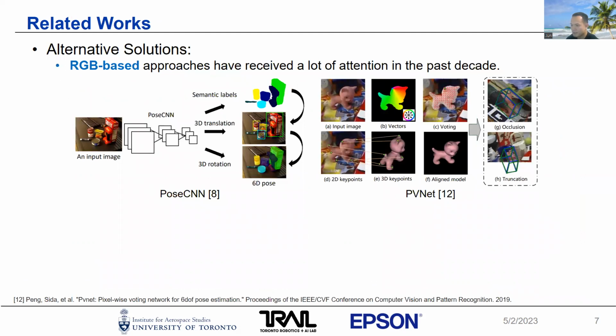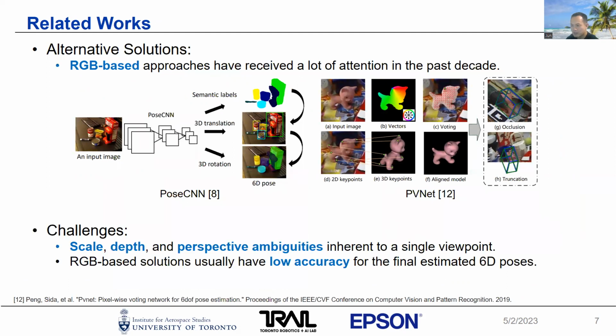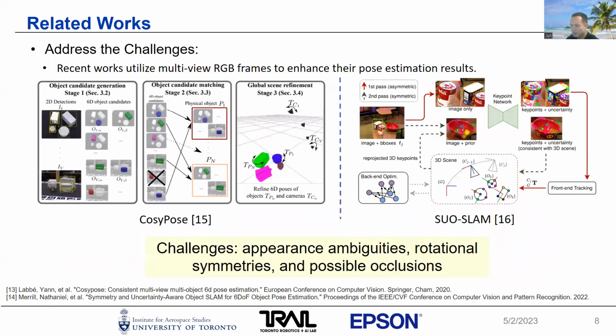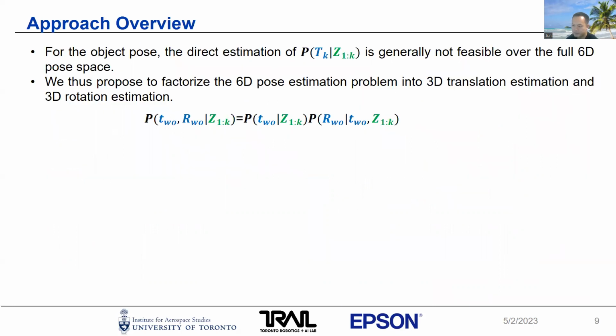Therefore, in the past decade, RGB-based approaches have been considered as an alternative solution. But the problem for this approach is that the measurement is only from 2D, so the final 6D pose generally has low accuracy. To solve these problems, some recent work leverages multiple viewpoints to improve the final performance. But there are still a lot of challenges remaining, like appearance ambiguities and rotation symmetries.